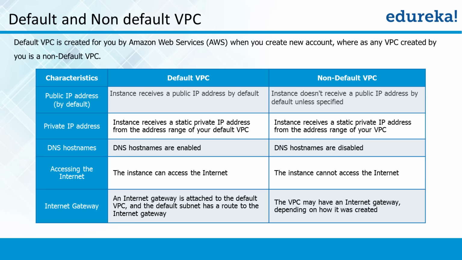All right. Now AWS is aware that people are struggling a little bit with VPCs, right? So what they've done is they've created a VPC.